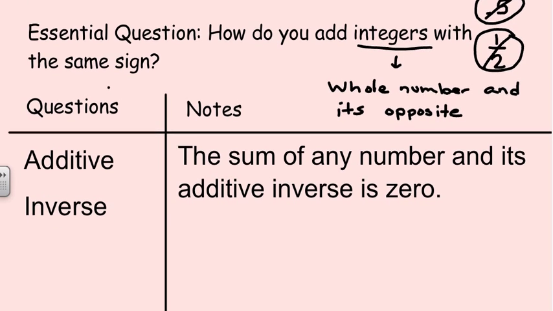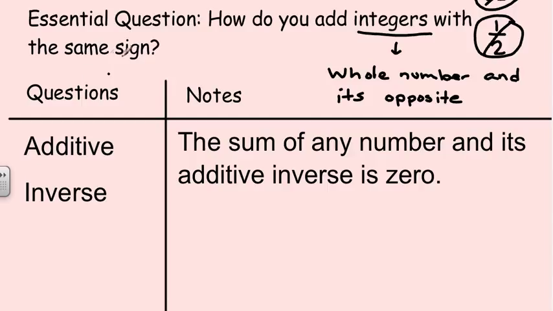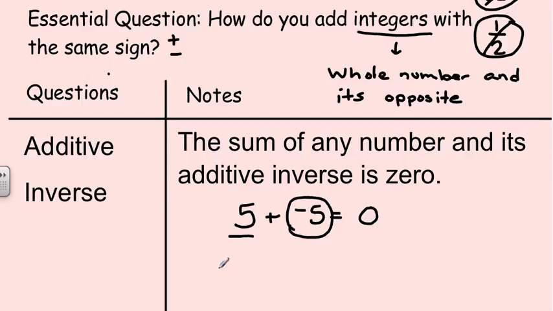So that's what we're talking about. How do I add these integers when they have the same sign? When I'm talking about a sign, I mean the positive or the negative sign, telling me on what side of the 0 line these exist. Additive inverse. Additive inverse is a property: the sum of any number and its additive inverse is 0. It's the sum of any number and its opposite. So if I have the number 5, its opposite is negative 5. And when I add them together, it is 0.